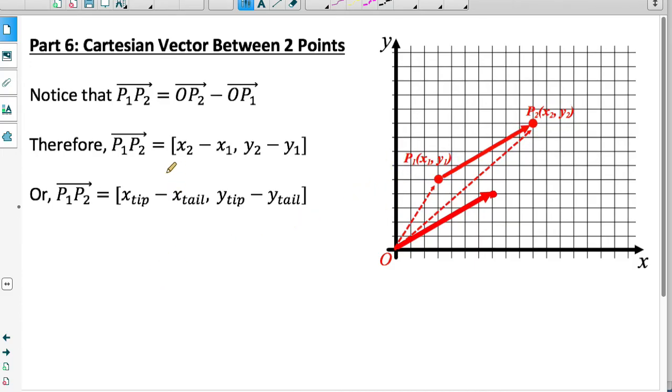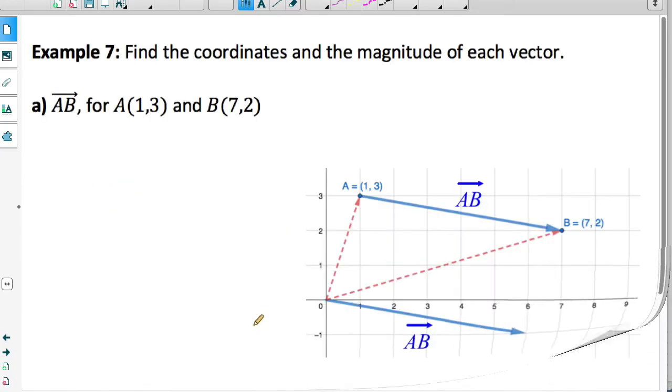So notice that point 2 is the tip and point 1 is the tail. So when we find the difference in the x components, we always do the x component of the tip minus the x component of the tail, and the y component of the tip minus the y component of the tail. And if we do that, what we'll figure out are the coordinates of that point, so then we can describe it as a position vector. So let's go ahead and practice that.